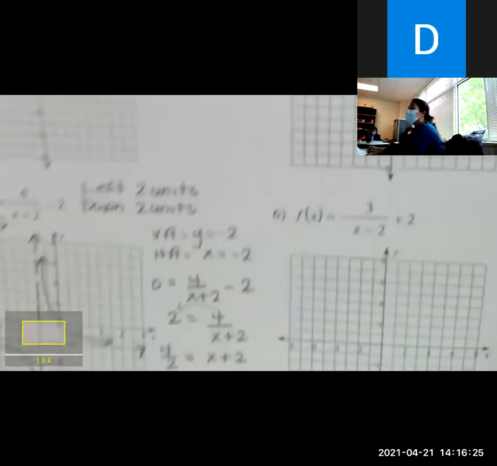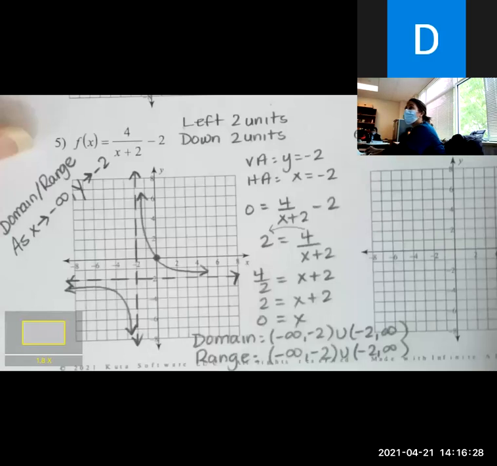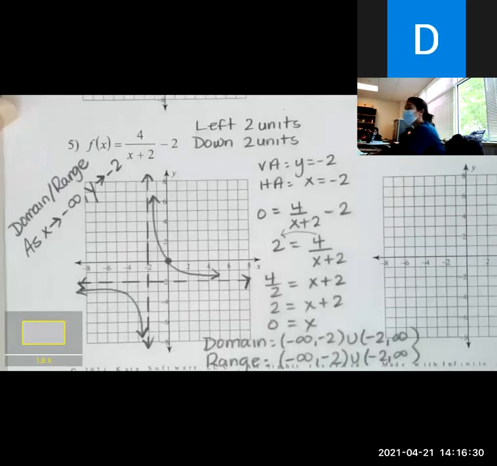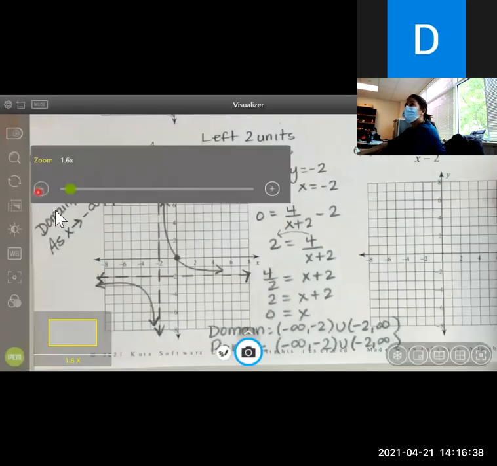All righty. Sorry I confused you if I put that wrong problem at the beginning. Okay, so here is the answer to number 5. So please check your work.